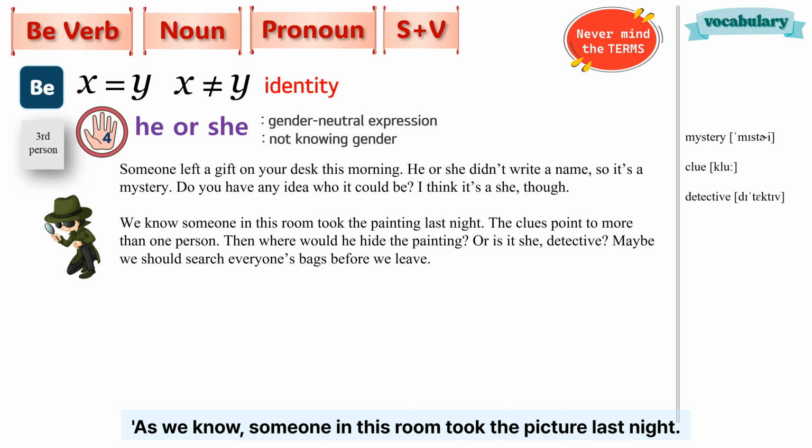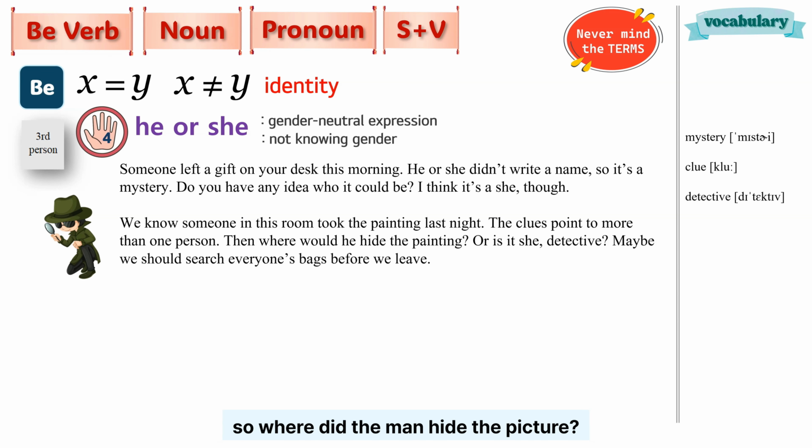As we know, someone in this room took the picture last night. The clue shows more than one person. So where did the man hide the picture? Or maybe the woman detective? Maybe we must check all the bags before everyone leaves. Here again, the gender of the thief is unknown.